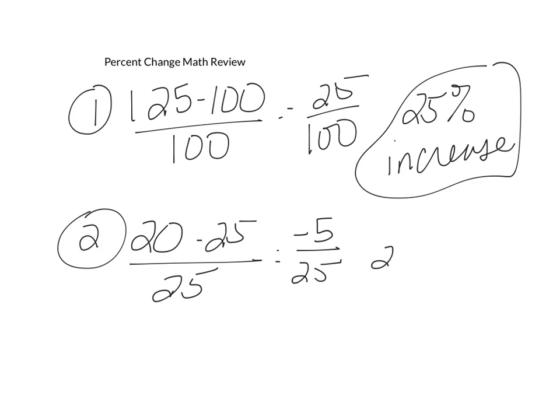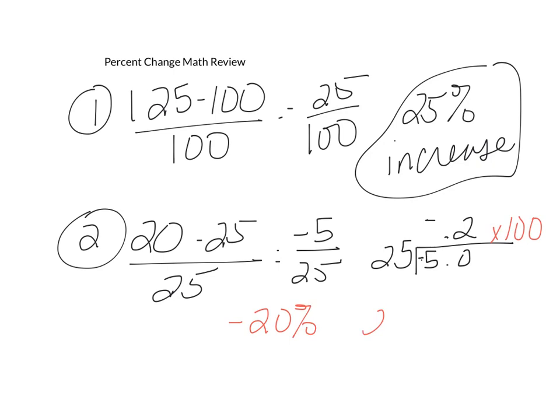And so we're going to do a long division problem. Here's our decimal, bring it up, add a 0 here. 25 goes into 50 twice perfectly, but this is negative, so don't forget your negatives. Here's a negative 5 there and a negative 0.2 here. And then we multiply this by 100 to get our percent change. So we have a negative 20%, and so we can say that it's a 20% decrease.